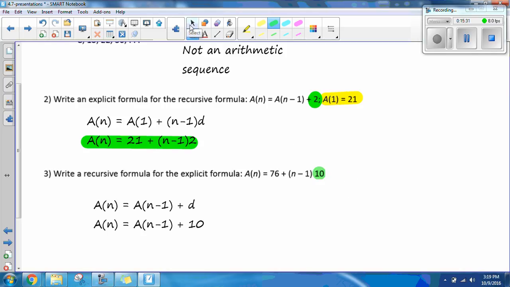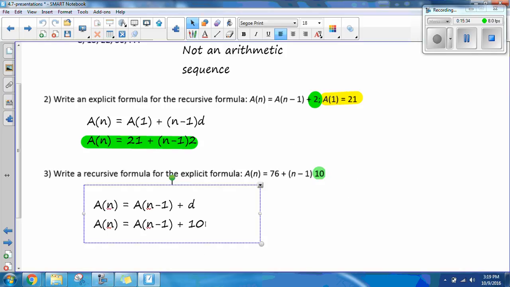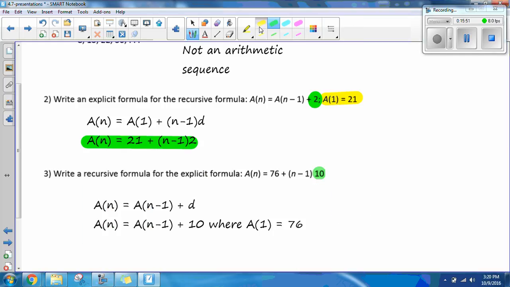But I can't just write my recursive formula like this. I must make sure that I add where a of 1 equals 76. Because if I do not mention that, then I don't know where my sequence starts. And that is given right here in the explicit formula. So my recursive formula for the explicit formula is a of n equals a of n minus 1 plus the common difference 10, where the first value, a of 1, is equal to 76.